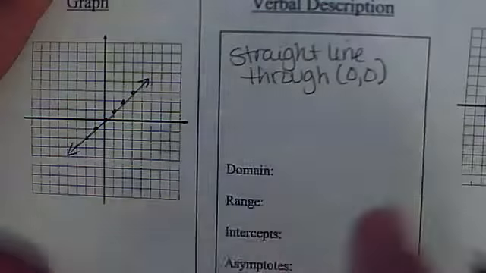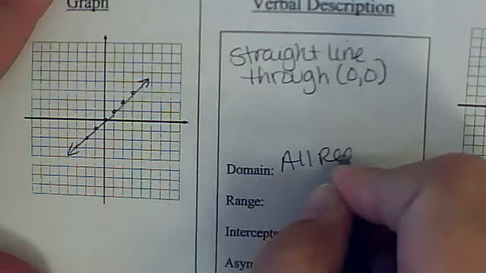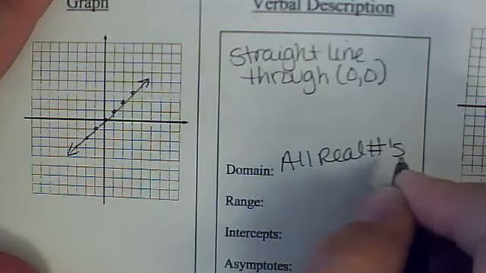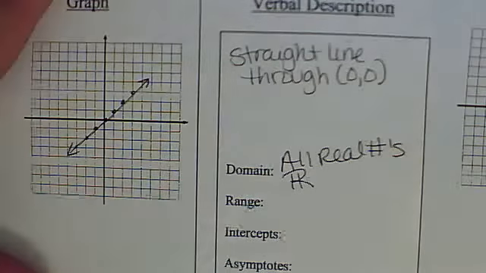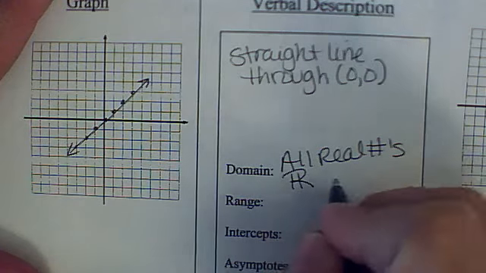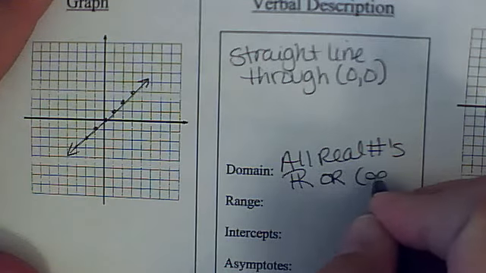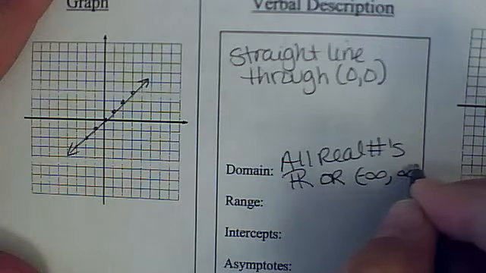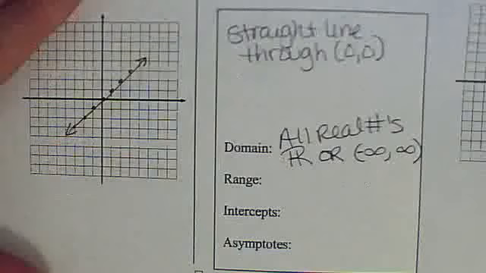The domain of the linear parent function is all real numbers. Okay. So a shortcut to write all real numbers is that it's an R with two lines through it. We could also write that using interval notation. All real numbers using interval notation is negative infinity to positive infinity. And we use parentheses because neither of those are set points.